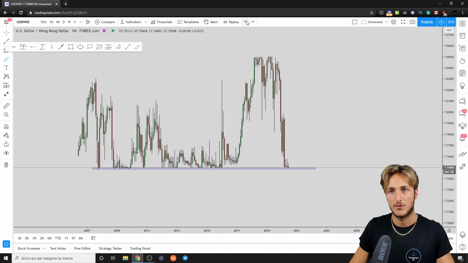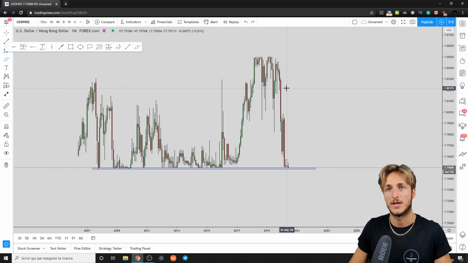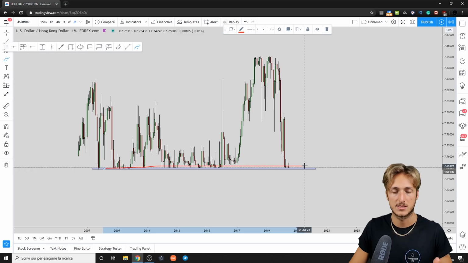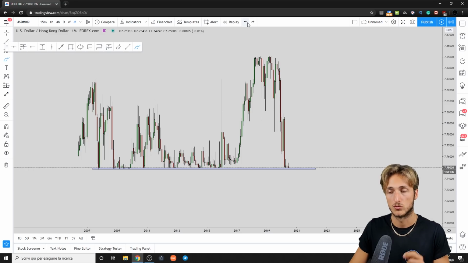So we have to be very accurate in identifying the area and the moment in which the market will actually be ready to make the move to the upside. But going back to our analysis from the monthly time frame, from here we want to see the market show us a nice push to the upside.